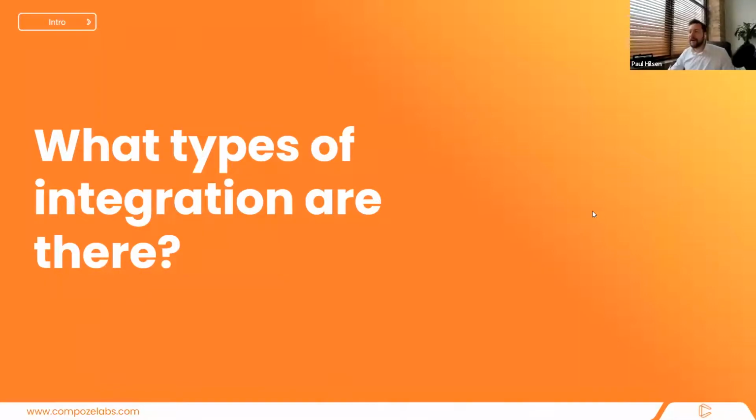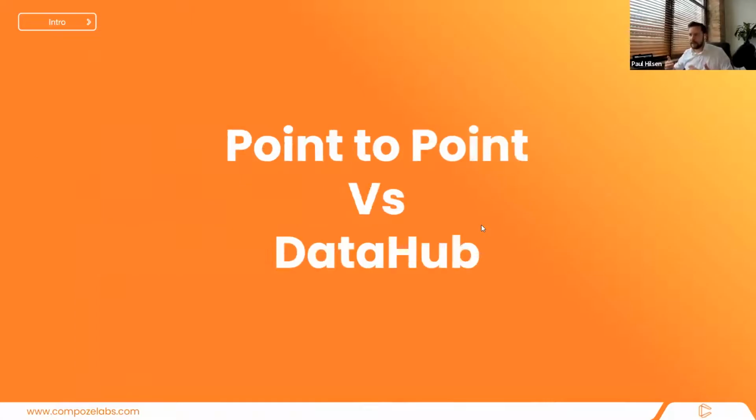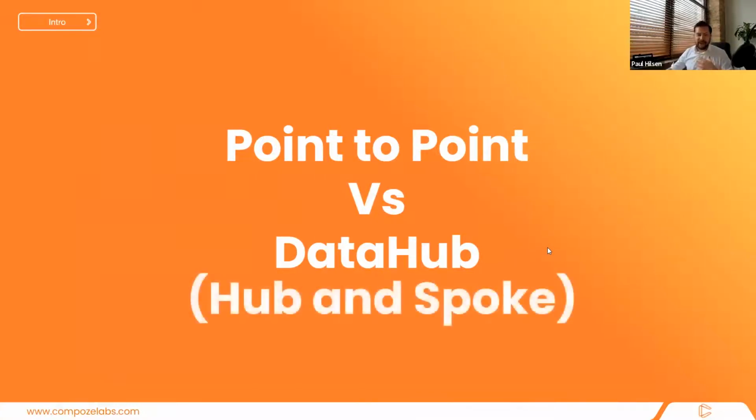All right. So as part of this, what we're kind of alluding to is that there's a few different types of integrations. And really there's maybe two buckets that I want to talk about. One would be a point-to-point integration, and one would be a data hub. And when I say data hub, you can kind of think of a hub and spoke model. And we're going to talk about that in more depth here soon.